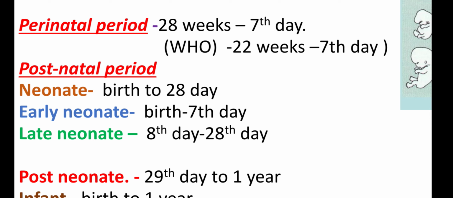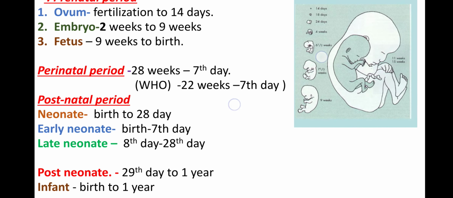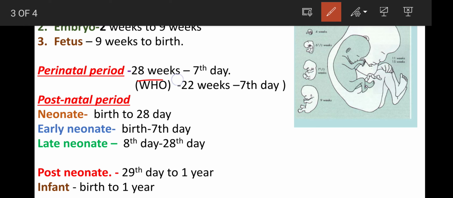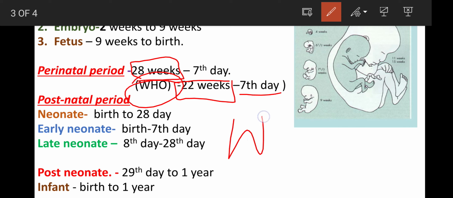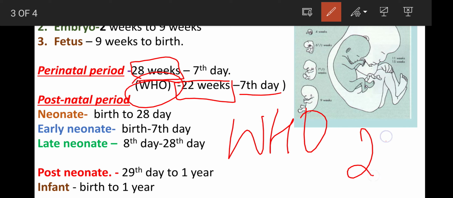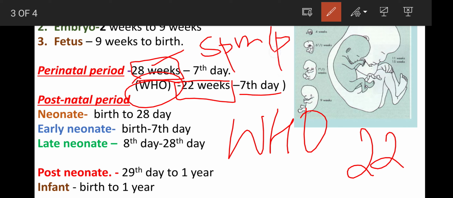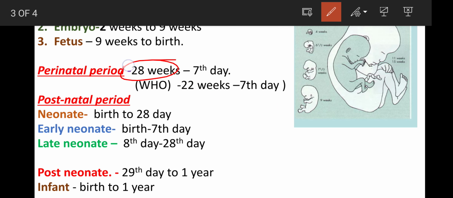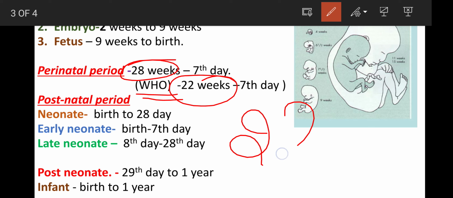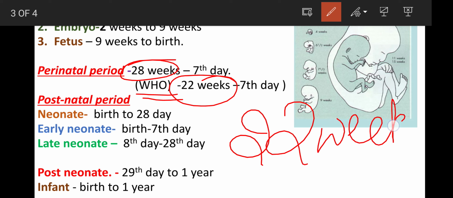Perinatal period is from 28 weeks to the 7th day. According to the World Health Organization, it is from 22 weeks to the 7th day. The textbooks like SPM textbooks, Park and so on say that it is from 28 weeks. So when the examiner asks you whether it is 28, if he cross questions, you can say, sir, according to the World Health Organization, it begins from 22 weeks to the 7th day after birth.